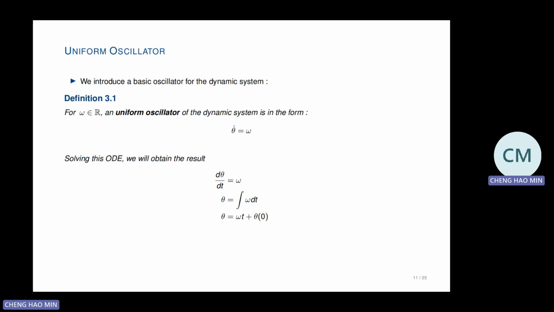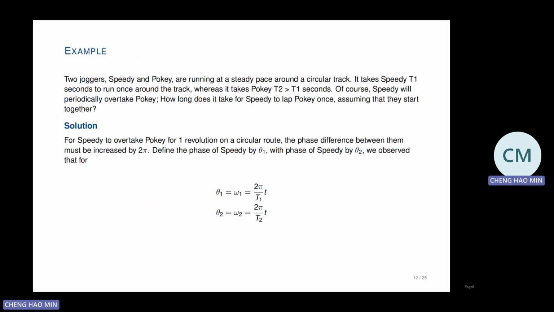So we now introduce a basic dynamic system model known as the uniform oscillator. This model follows the simple differential equation theta dot equals omega, where omega is the angular frequency, which determines how fast the point moves with time. So solving this ODE gives us the solution theta equals omega t plus theta zero, where theta zero is the initial position of the point. So let us look at another classic example written in the book.